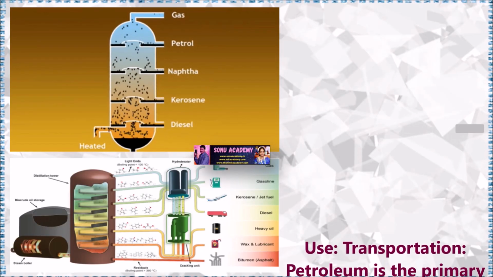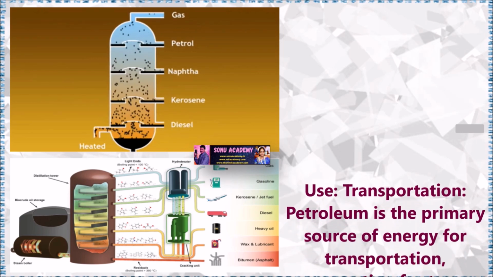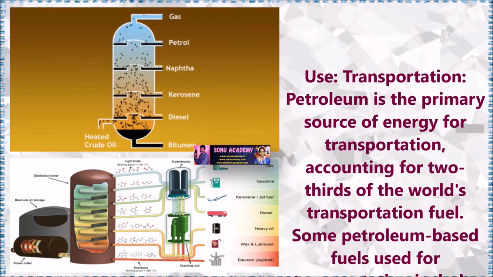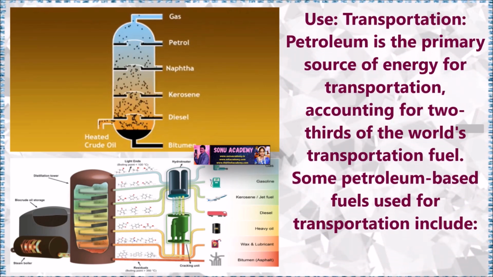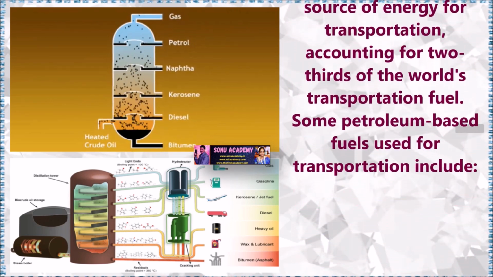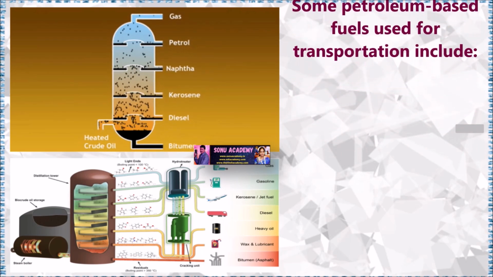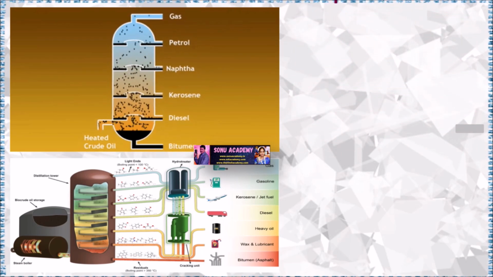Children, now let us discuss the uses of petroleum in transportation. Petroleum is the primary source of energy for transportation, accounting for two-thirds of the world's transportation fuel. Some petroleum-based fuels used for transportation include the following.